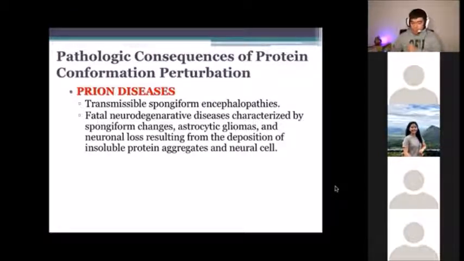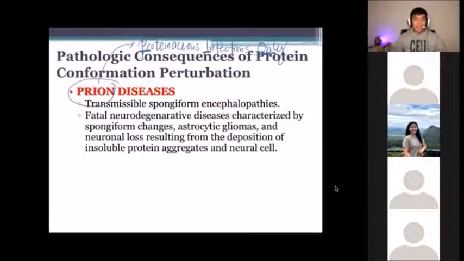First stop, we have the prion diseases. Actually, pag sinabi nating prion, meron siyang ibig sabihin. Ang ibig sabihin natin ng prion ay proteinaceous infections only. Kaya prions. Okay? Proteinaceous, prion.